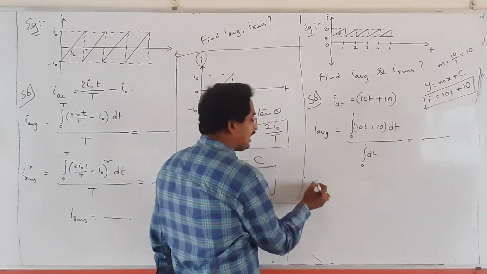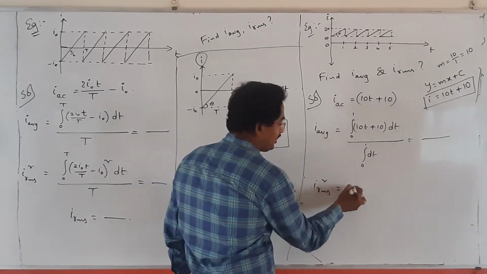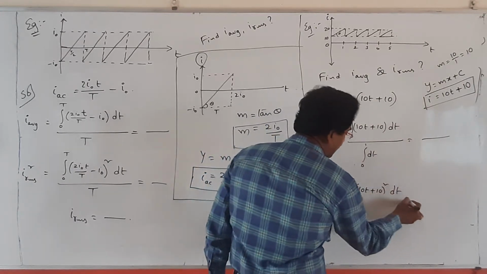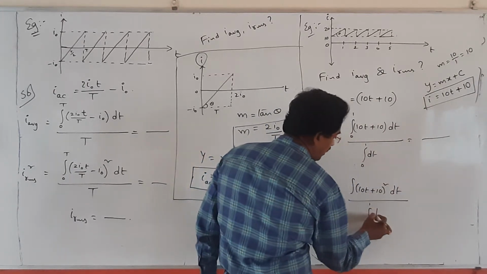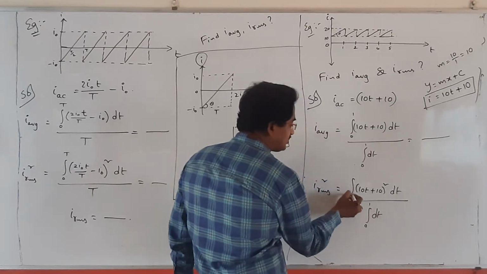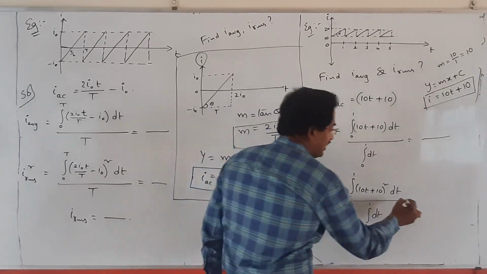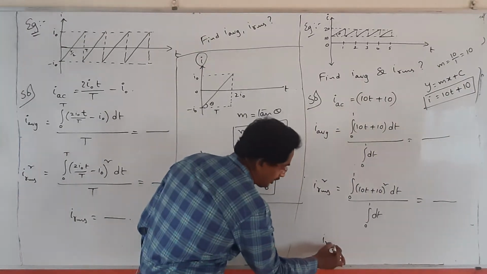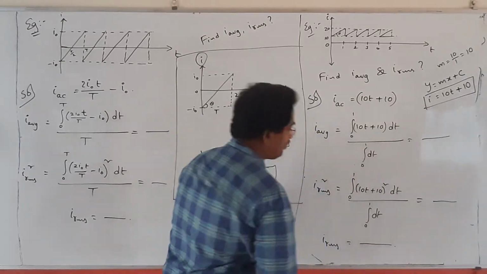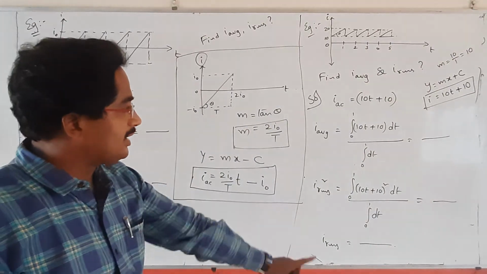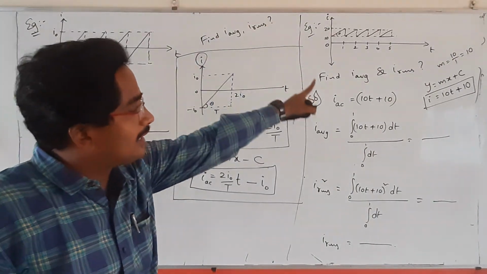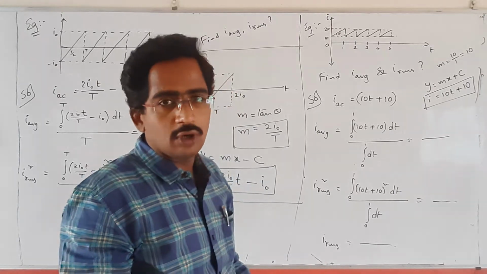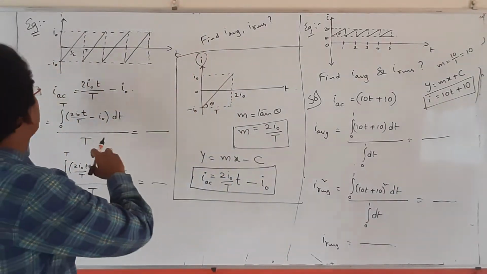Next, IRMS square equals integral of (10t plus 10) whole square dt by integral 0 to 1 dt, with the limits of 0 to 1. From that you get IRMS square, and from that you find IRMS. So that is the way of doing that problem. Okay, so with that, the problem is over.